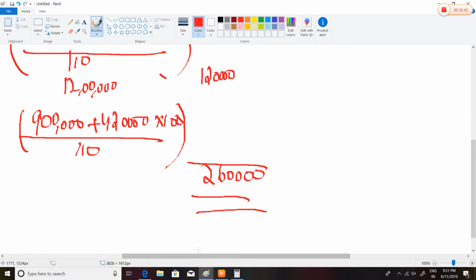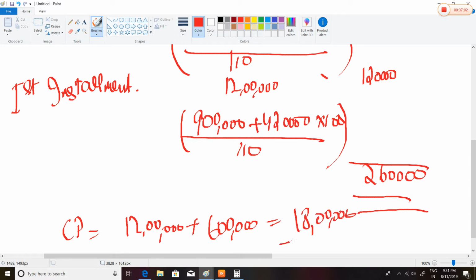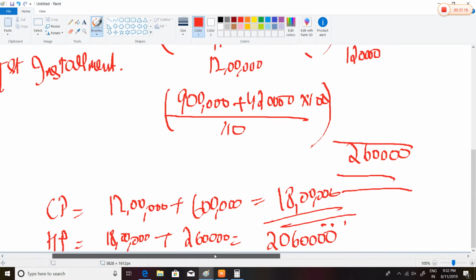And cash price is first installment 12 lakh plus 6 lakhs for the down payment. Cash price is always excluding the interest, that is rupees 18 lakh. If we talk about the total hire purchase amount, it will be 18 lakh plus 2,60,000. That is 20,60,000. Okay.